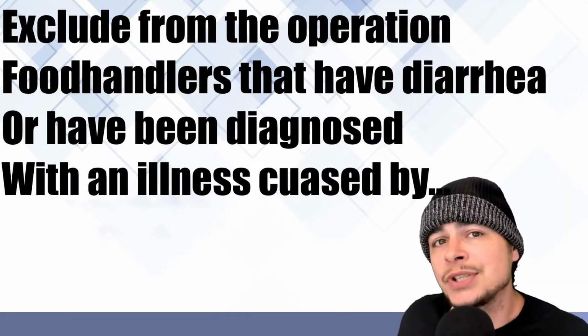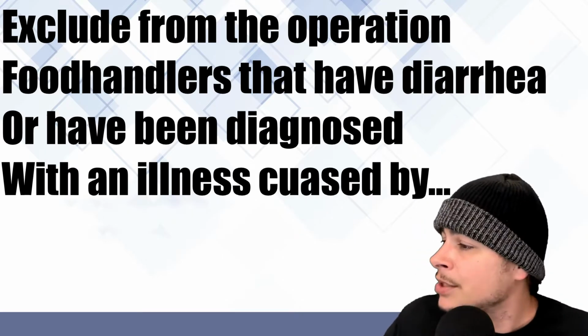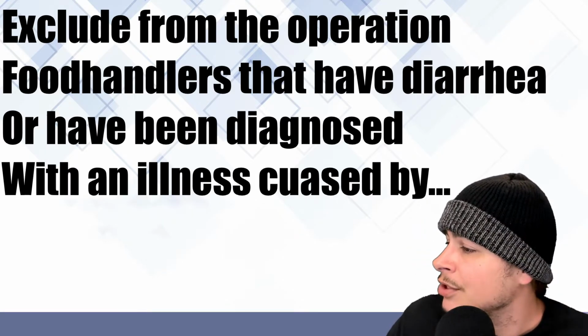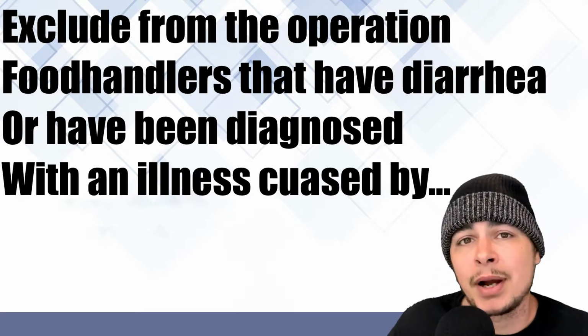All of the bacteria and viruses, the thing that you will see on the test the most will be the following: exclude from the operation food handlers who have diarrhea or have been diagnosed with an illness caused by blank. Whatever specific bacteria or virus, just assume that that is going to be one of the prevention measures that's always around. I don't know how many times it's going to show up on the test. Like I said, it's randomized. There's other YouTube resources that have practice tests and stuff like that. I'm just letting you know about that right now.